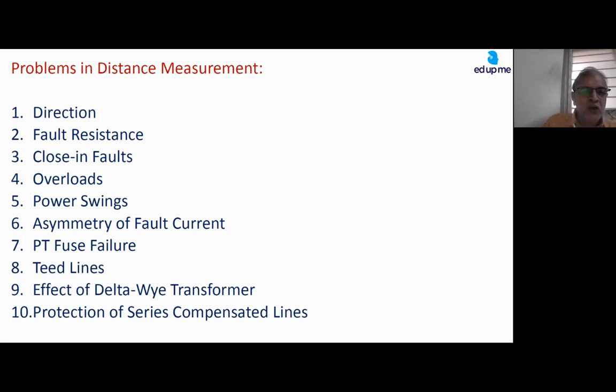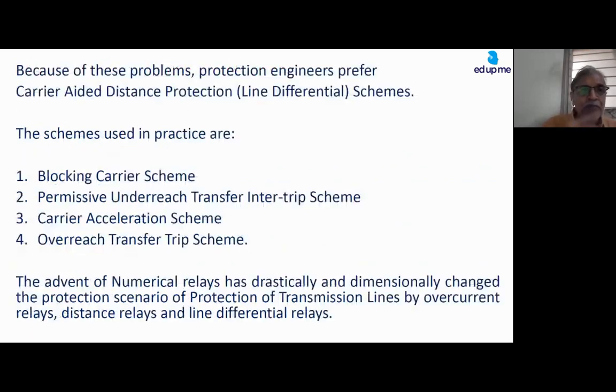PT fuse failure. On the PT secondary side, there is a fuse. And if it fails, that means if it melts, then your distance protection will maloperate. And the PT fuse is a must to protect the PT. Teed lines, effect of delta-Y transformer, and protection of series compensated lines. That is the line having series capacitor. So that also has its own problems.